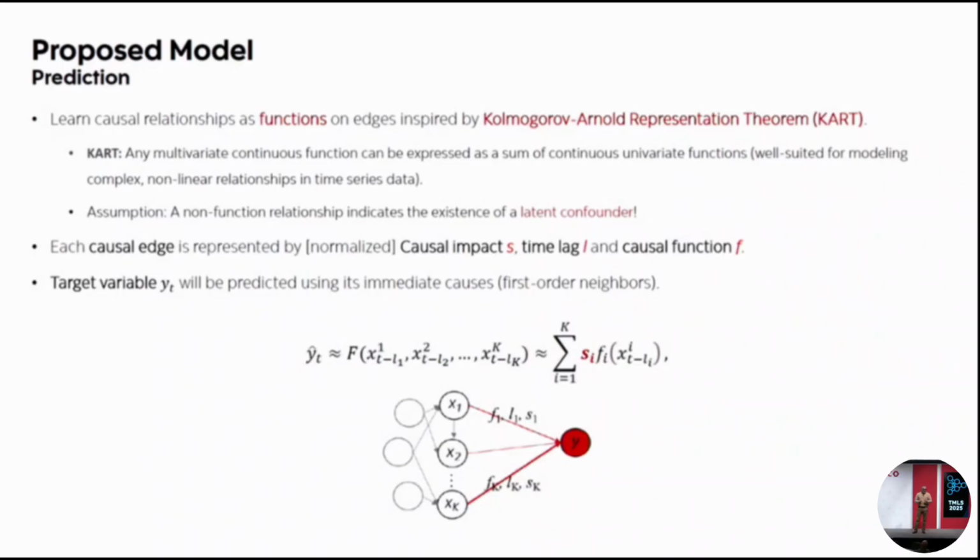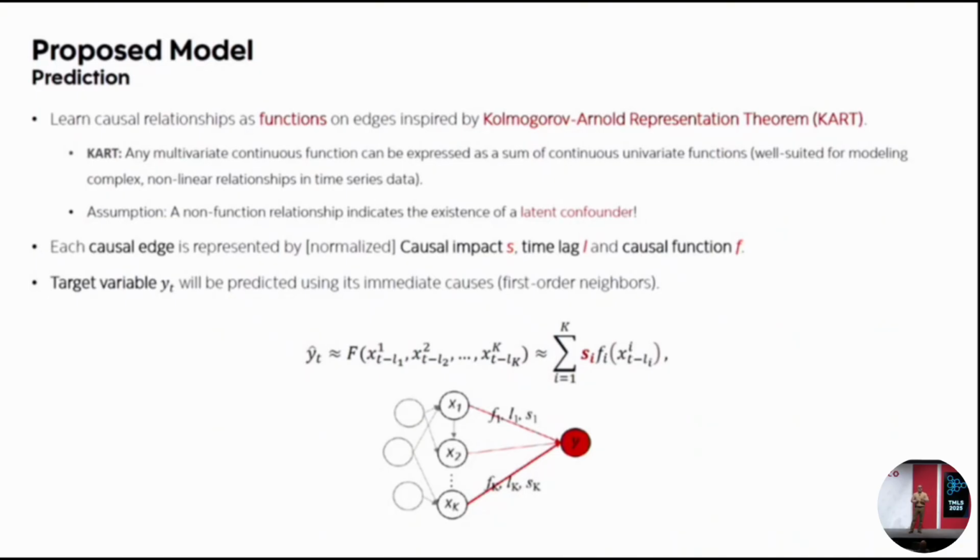Based on the Kolmogorov-Arnold representation, any multivariate continuous function can be expressed as a sum of continuous univariable functions. That's very good for modeling complex nonlinear relationships in time series data. But we have a very important assumption here: a non-functional relationship indicates the existence of a latent confounder. If there is no functional relationship, monotonic or non-monotonic, between X and Y, that means there is another variable, like a Z, that's a latent confounder that we cannot capture.